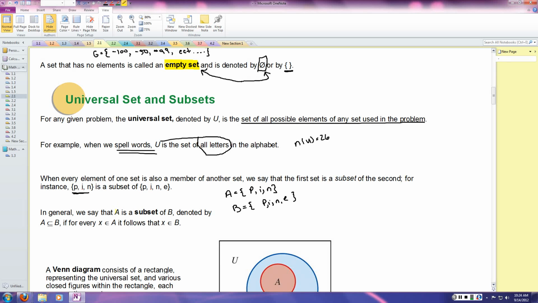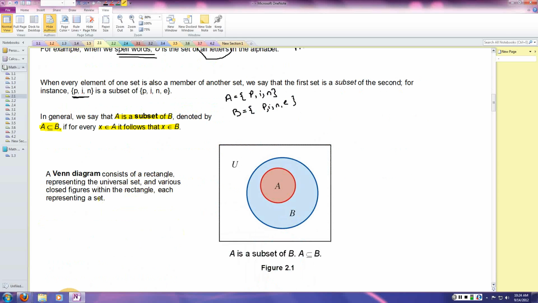So this brings us to subset. So I could say A is a subset of B. And I can denote that as A and then the symbol subset of B. What that means, every element in A is also in B. So graphically, we can show it with a Venn diagram. So this would represent A is a subset of B. Every element in A is also in B.